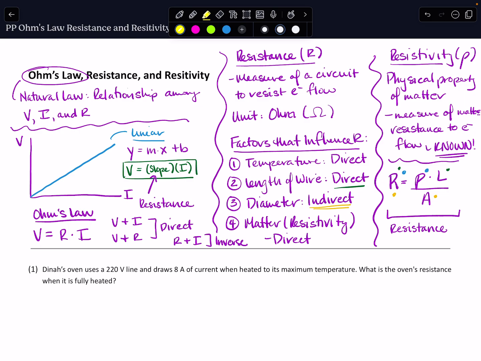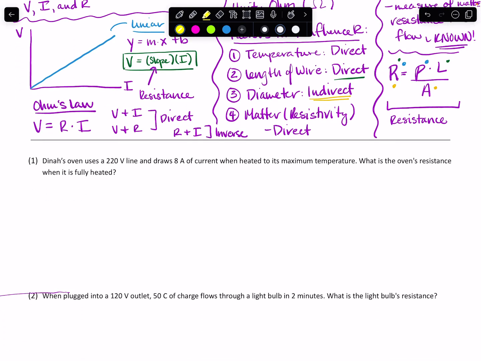The first several are going to be Ohm's law problems, and then we'll do two that look at resistance and resistivity. Similar to our earlier work, I strongly suggest that you have some sort of variable list with these problems. So let's start by looking at what we have. Dinah's oven uses a 220 volt line and draws 8 amps of current when heated to its maximum temperature. What is the oven's resistance when fully heated?